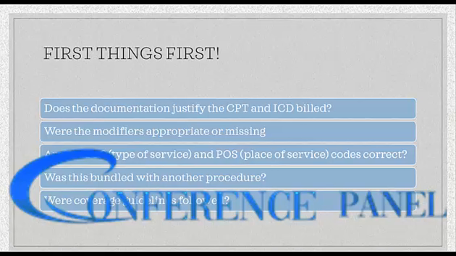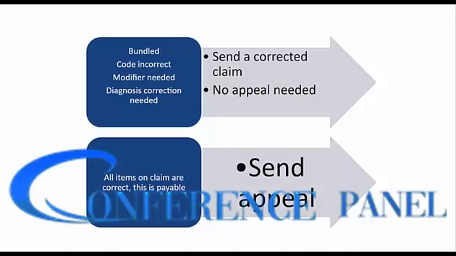So again, are there any modifiers we could have added that could have prevented this denial? And then also, are there any coverage guidelines that we could have missed, or maybe found, that would have helped this denial be prevented? So what do we do if we have different kinds of denials? Do we need to appeal them, or do we need to send a corrected claim? What is our next step?